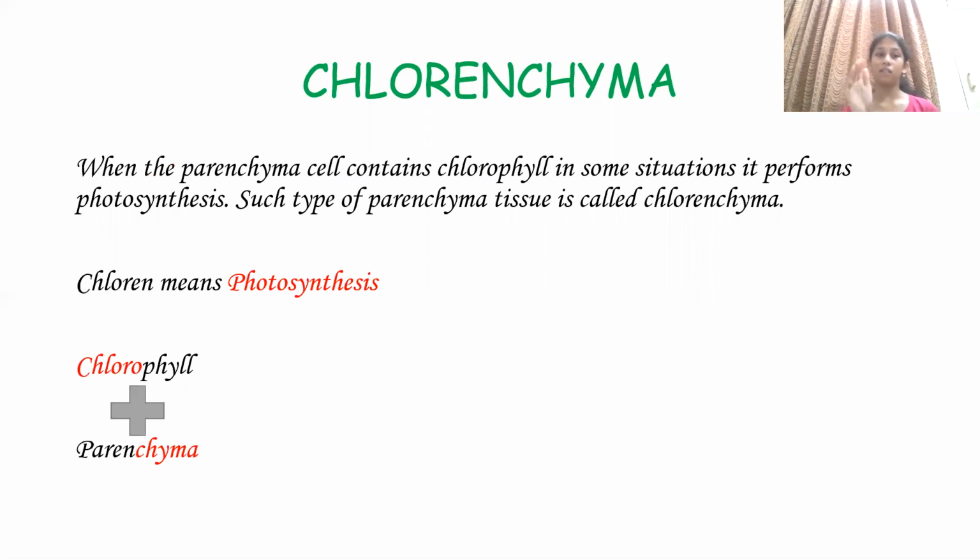So why does this type of parenchyma tissue perform photosynthesis? Because the cell contains chlorophyll. So chloro means photosynthesis only. How is chlorenchyma derived? As we know, the chlorenchyma tissue contains chlorophyll. So chloro and parenchyma, chlorenchyma.